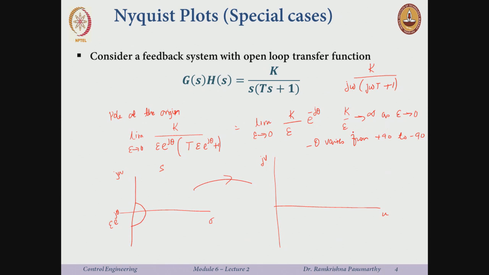So, what I have is as epsilon tends to 0, the magnitude goes to infinity, okay, and the angle goes from plus 90 to minus 90. So, I will just have an arc like this, right, something like this. This is of radius infinity and it will travel in this direction, here, here, here and here. So, this is just to do with the pole at the origin, and the rest of the Nyquist plot follows the same procedure as before.